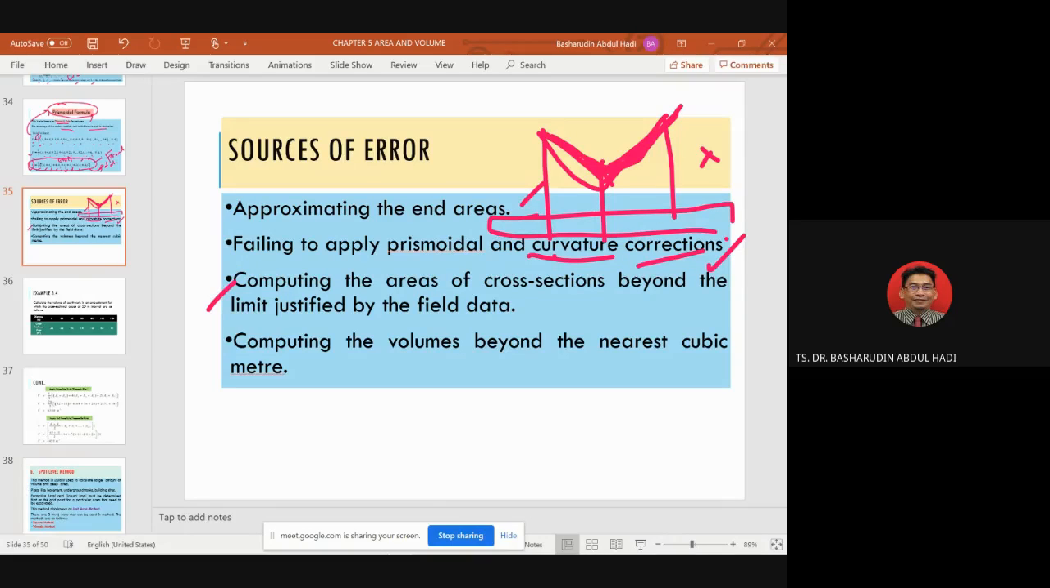Okay. Computing the area of cross section beyond the limit justified by the field data. Well, sometimes we have a calculation that we say is very good for the tender, but when we come to the site and the work is in progress, you must check the data, the calculated data. Normally we have a difference between our calculation and reality, and the reality is either going down or going up. Normally it goes up. Okay, computing the volume beyond the nearest cubic meter. If you have software that can calculate this profile to the nearest cubic meter, it means that your result of calculations in terms of the volume of cut or fill is accurate.